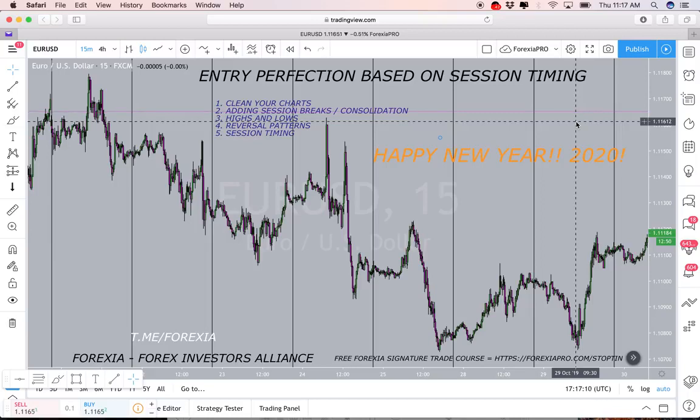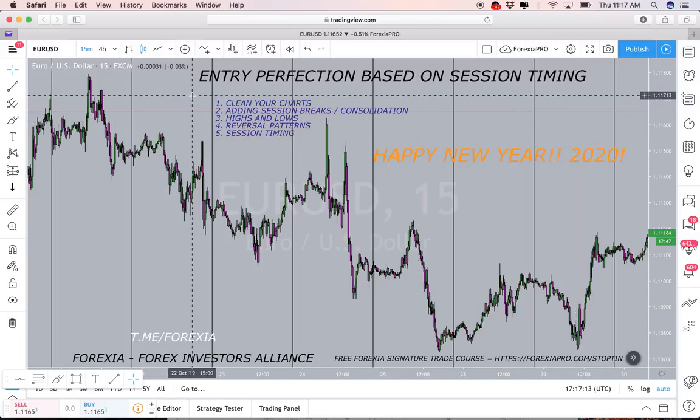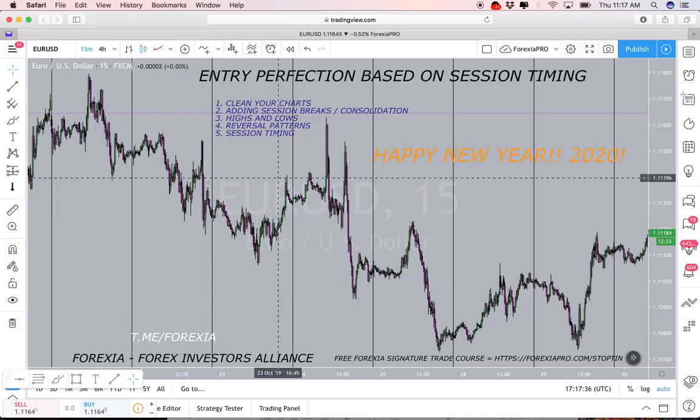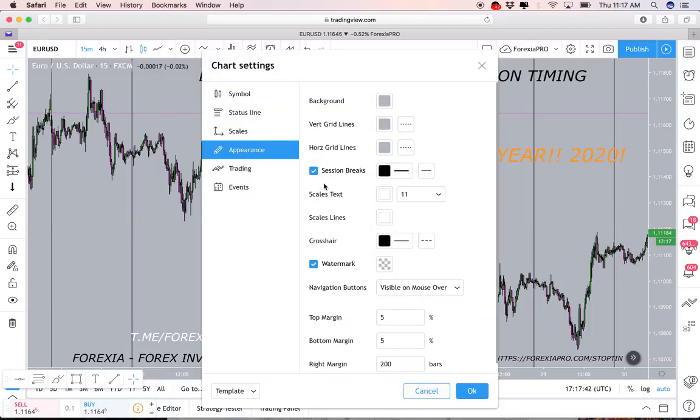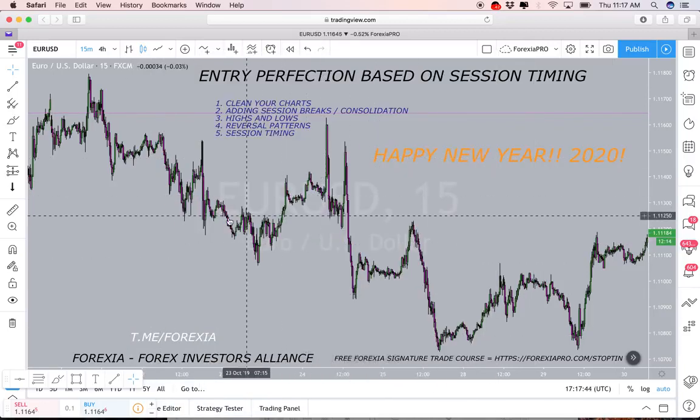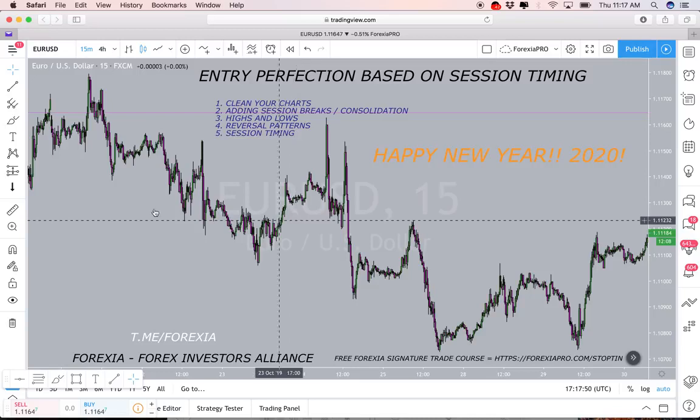So to jump right into it, entry perfection based on session timing. In this video, we're going to go over M and W formations, fractal reversal formations. We're going over highs and lows. We're going over examples of the signature trade. Basically, this video, I'm just going to be commentating over my back testing on the Euro US dollar 15-minute time frame. So before we get started, I just want to make sure you guys are all using tradingview.com so that you guys can follow me a little bit more smoothly.